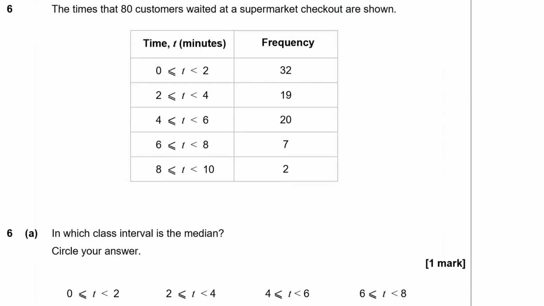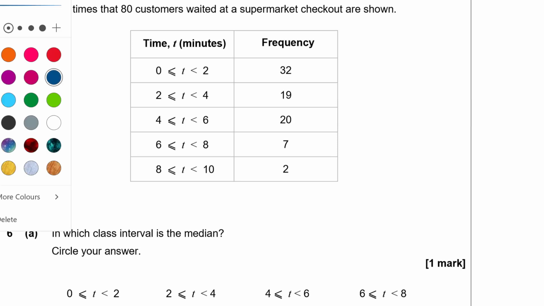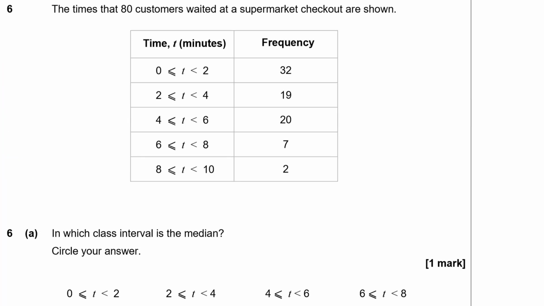Question 6 has the times that 80 customers waited at a supermarket checkout, and that information has been put into a grouped frequency table. Now question 6a asks, in which class interval is the median? Now the easiest way to work out a median is using cumulative frequency. So I'm going to add an extra column to my table, which I'm going to put CF at the top for cumulative frequency.